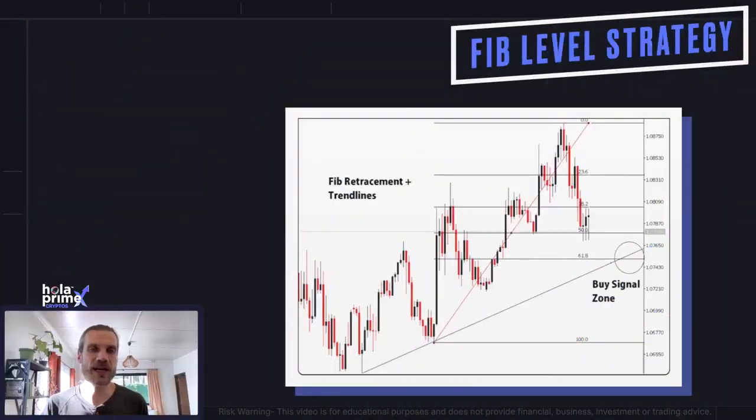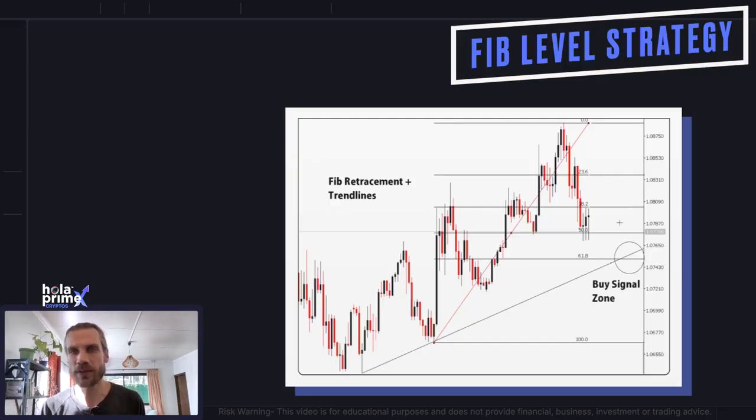Now we're going to take a look at how we can use Fib levels or Fib retracement levels in combination with more traditional trend lines. Like with any good trading practice, looking for confluence, the combination of several bullish or bearish ideas, is the key to becoming a successful trader.